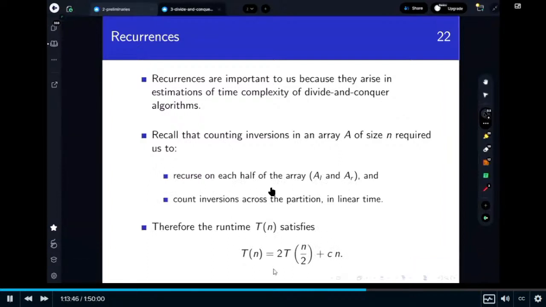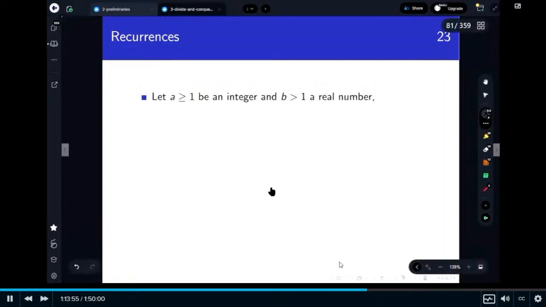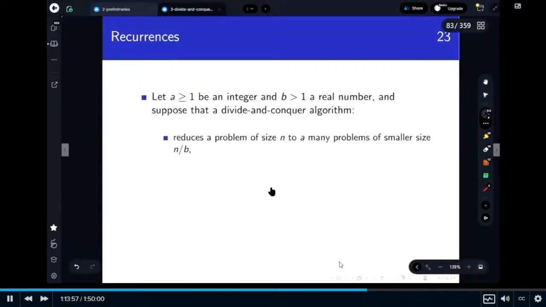So basically, this is what we had. If I'm not happy with the big O of n, we can replace it by c times n. Now we have some integer a and some real number b. The integer a is the number of sub-instances that we create, the number of instances we break our large instance into, and b is the factor by which the size reduces.